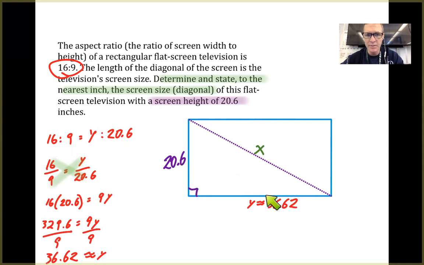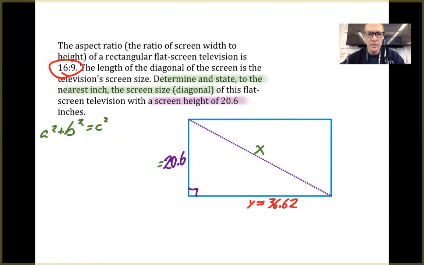A squared plus b squared equals c squared. And I'm just going to call that A, this B, and then the C, right? I just go in ascending order of the side lengths. So let's go ahead and plug that in. So we get 20.6 squared plus 36.62 squared equals x squared, which is the hypotenuse. Remember, the right angle points to the hypotenuse.